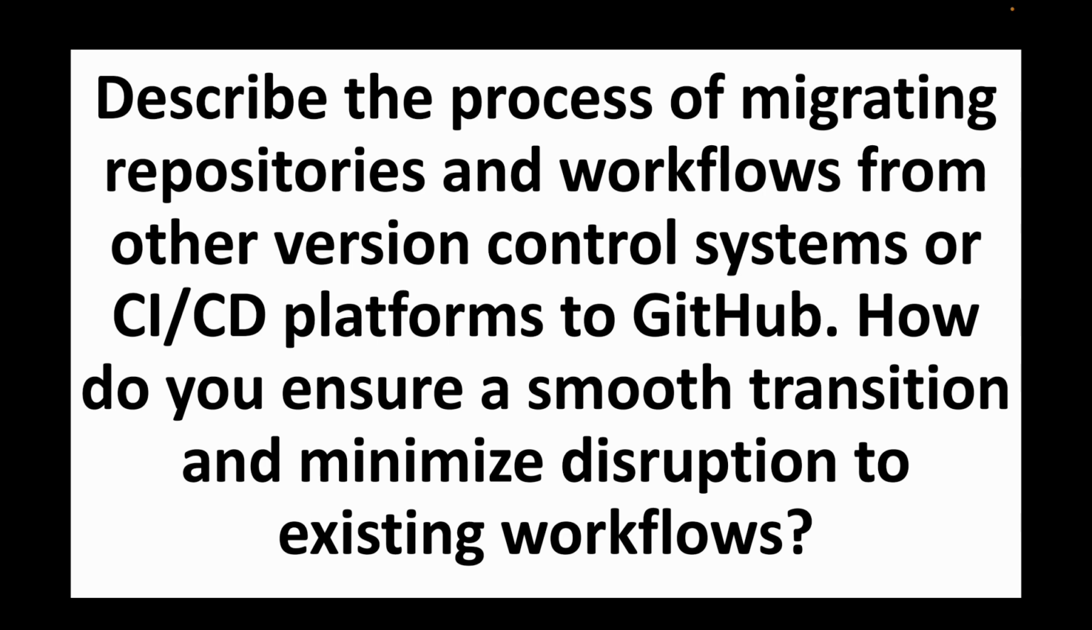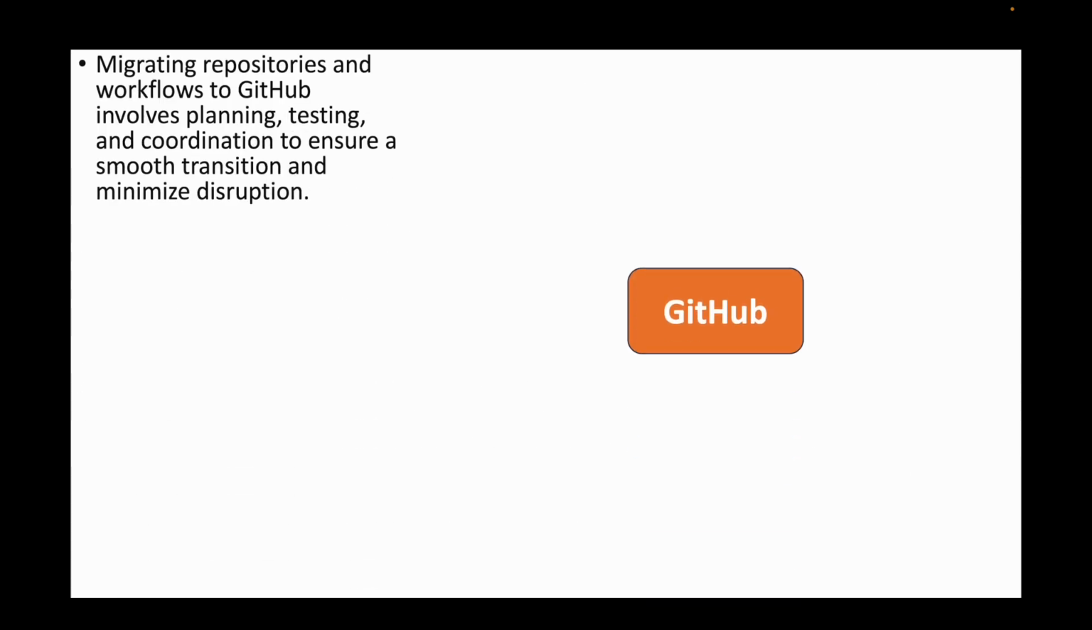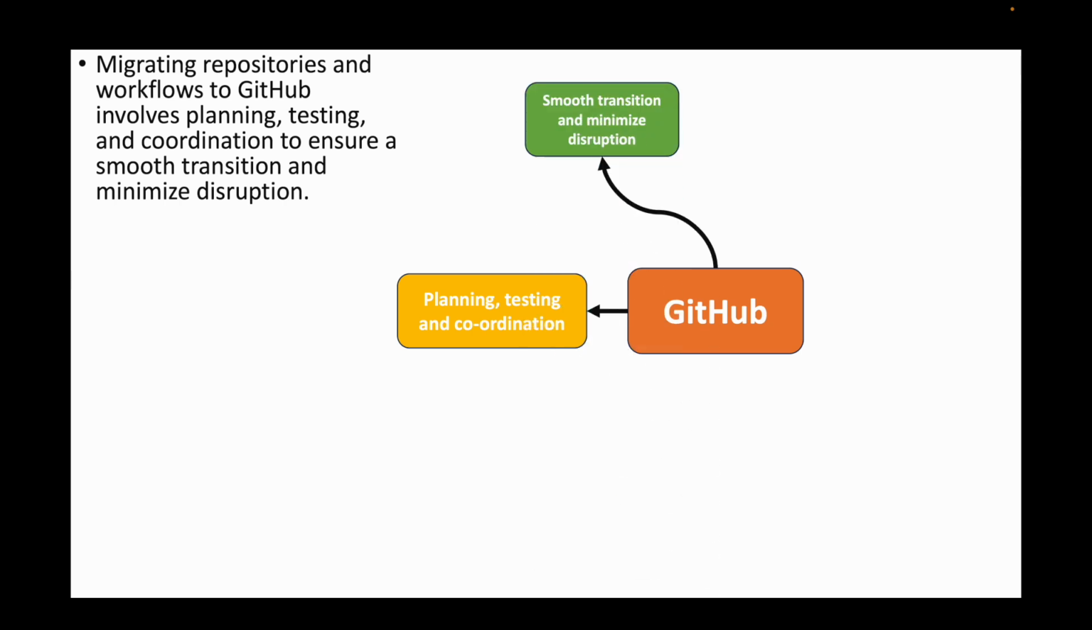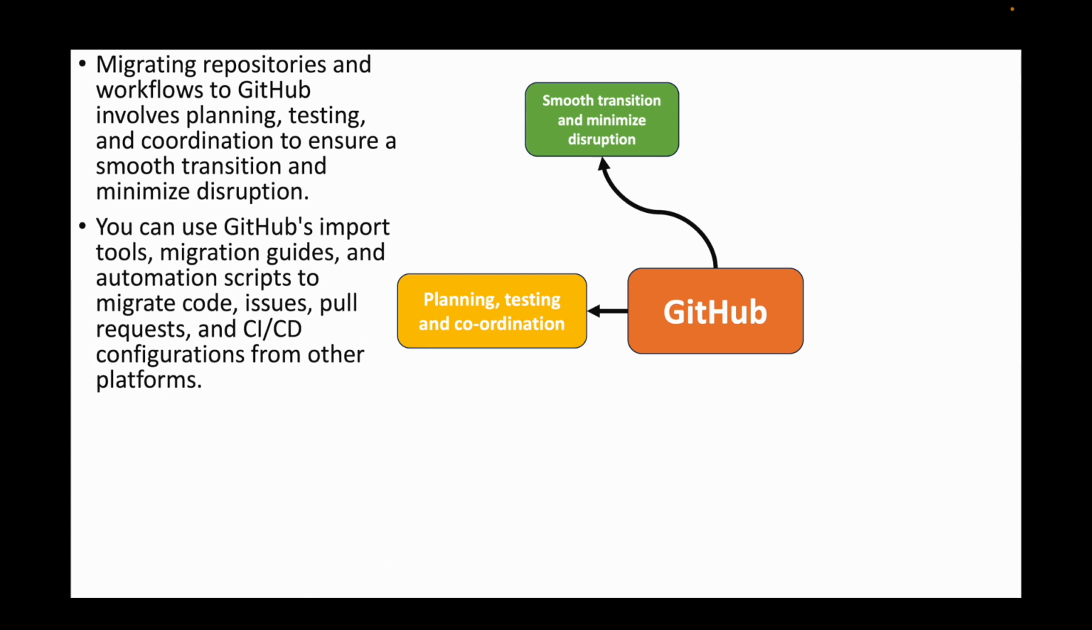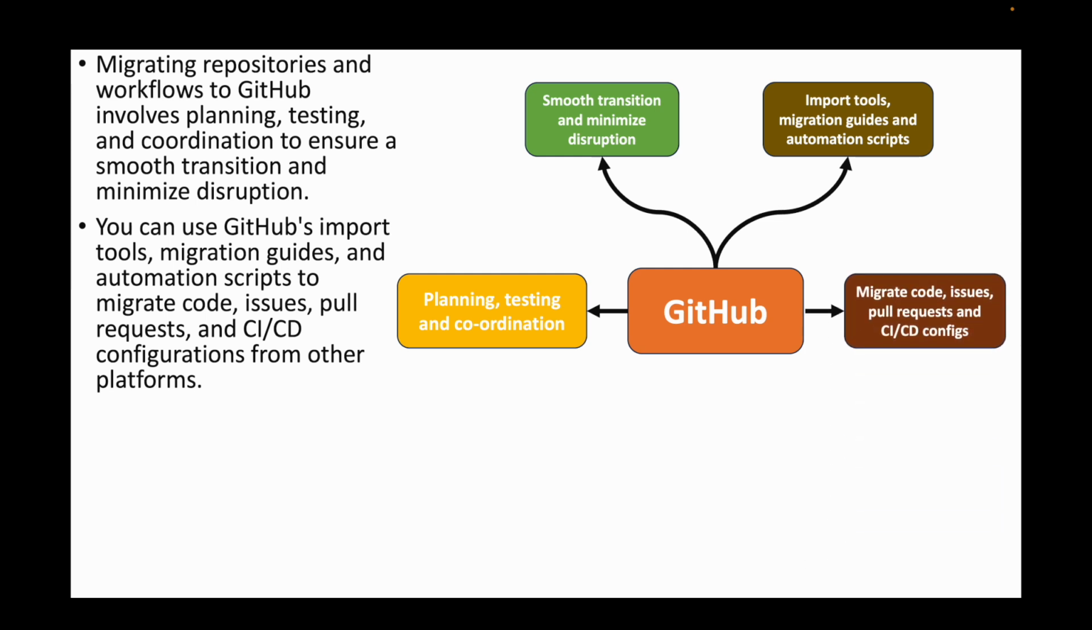The next question we have is, describe the process of migrating repositories and workflows from other version control systems or CI/CD platforms to GitHub. How do you ensure a smooth transition and minimize disruption to existing workflows? Migrating repositories and workflows to GitHub involves very extensive planning, testing, and coordination to ensure a smooth transition and minimal disruption of the work that is being done. For this, we can make use of GitHub's import tools, migration guides, and automation scripts to migrate our code, the issues, the pull requests, and CI/CD configurations from other platforms.